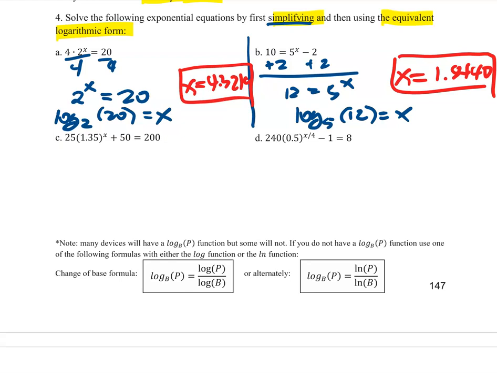Letter C. 25 times 1.35 to the power of x plus 50 is equal to 200. So to isolate the exponential, first we subtract 50 from both sides.